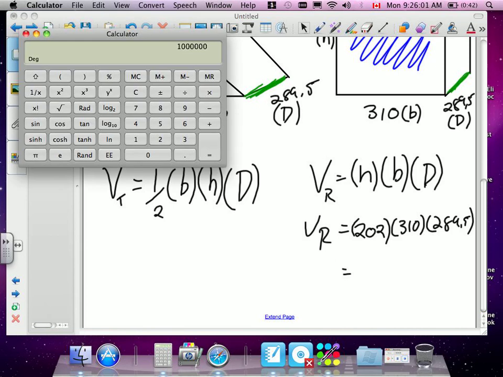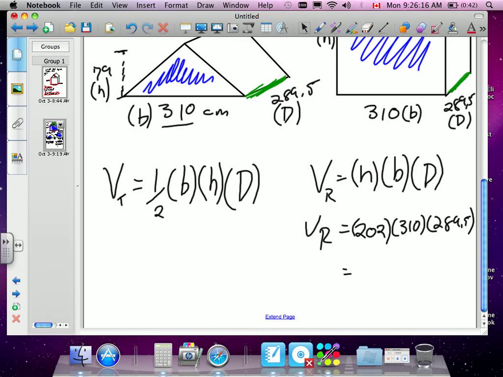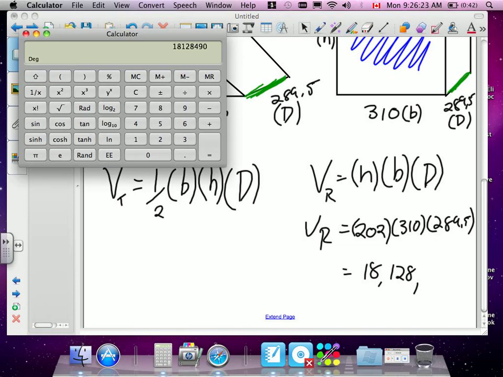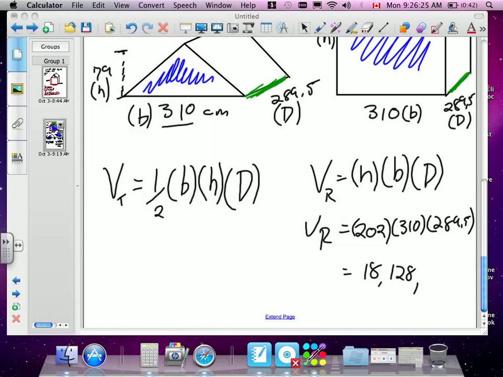Oh man, I can barely read that. 18,128,490. What is the unit measurement? Centimeters cubed. So this is centimeters cubed.